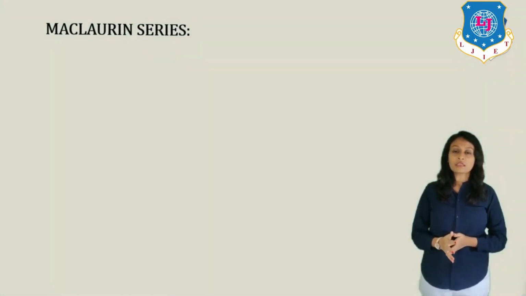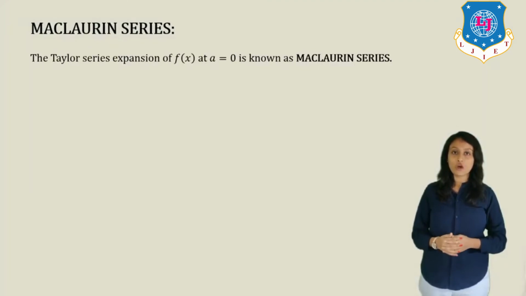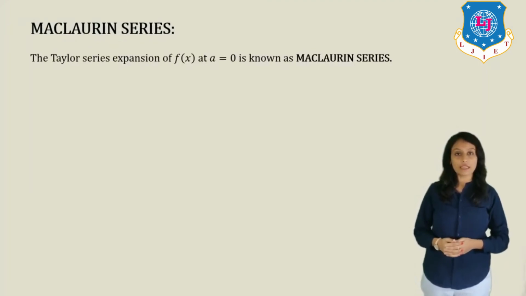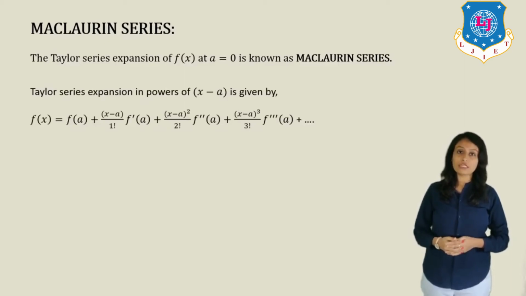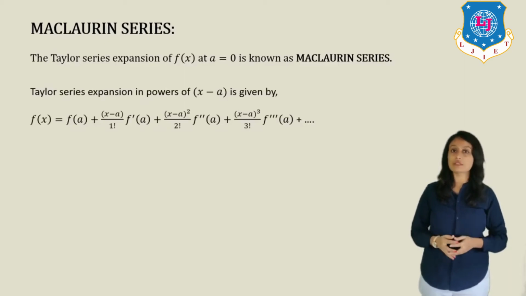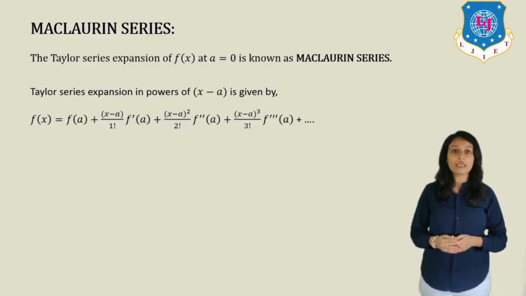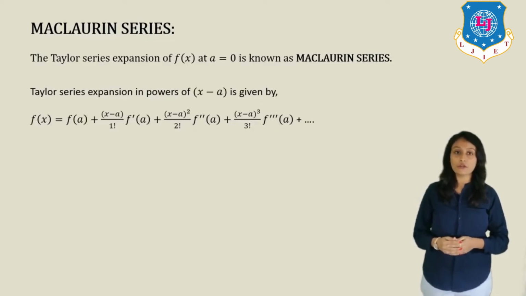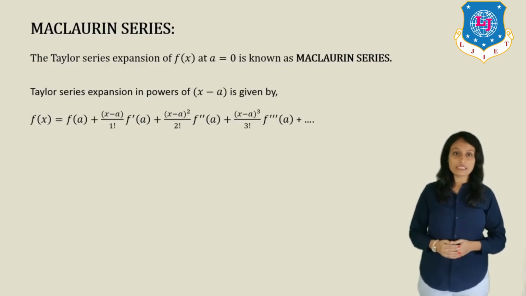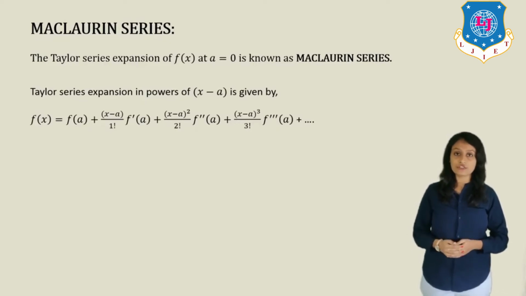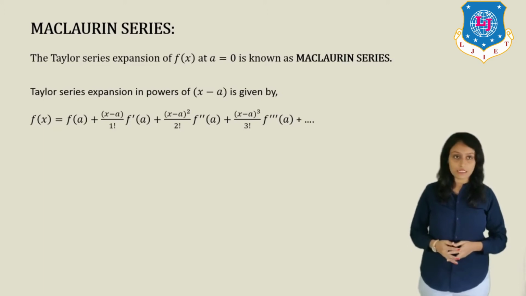So the Taylor series expansion of a function f(x) at a equal to 0 is known as Maclaurin series. Now we know Taylor series expansion in powers of x minus a, which is f(x) is equal to f(a) plus (x minus a) upon 1 factorial f dash a plus (x minus a) whole square upon 2 factorial f double dash a and so on. This we have already studied, which is the Taylor series expansion in powers of x minus a.